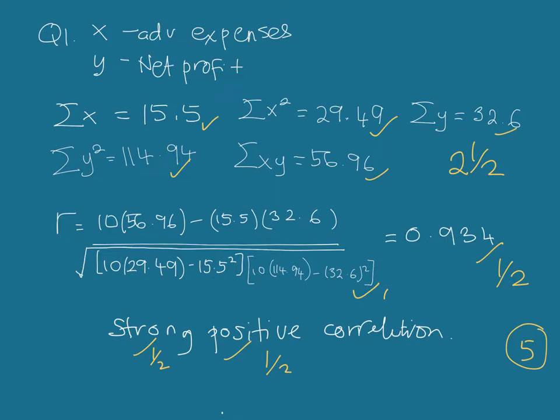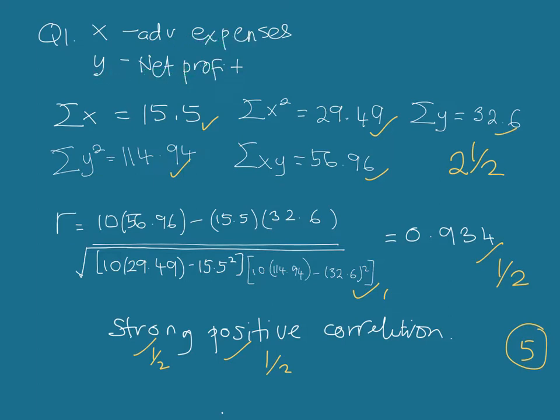Okay, let's do the first question. Compute the Pearson's product moment correlation coefficient. First of all, we have to name the independent and the dependent variables. Independent is denoted by X and dependent is denoted by Y. I have put X as advertising expenses and Y as the net profit.